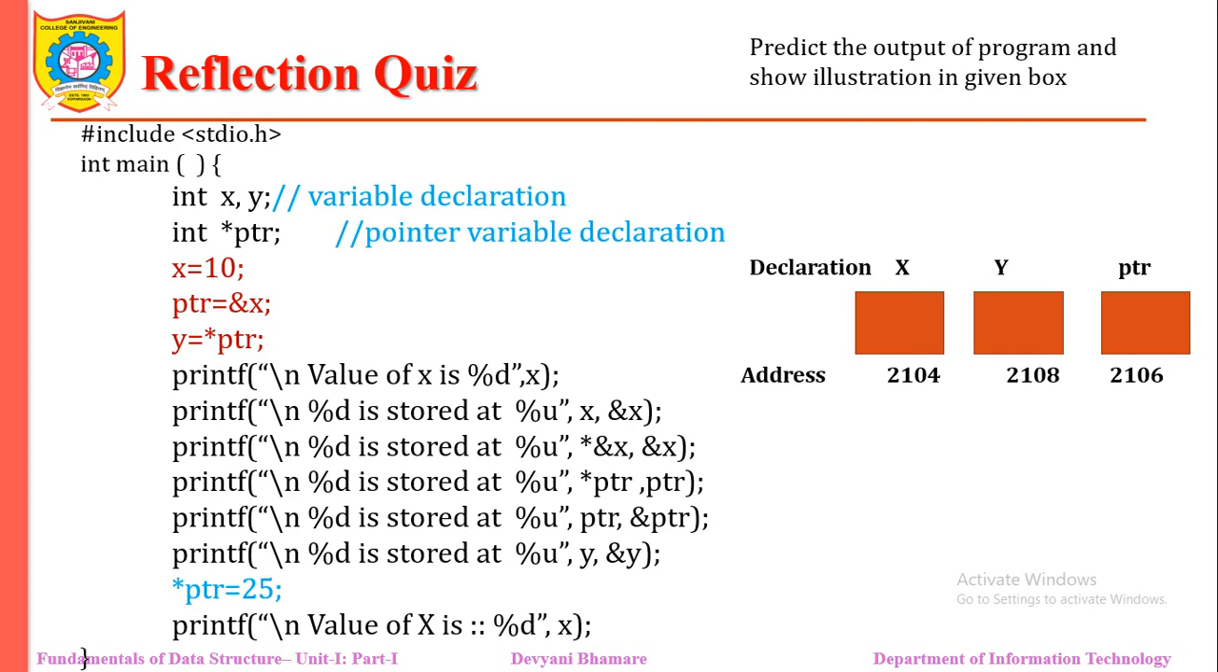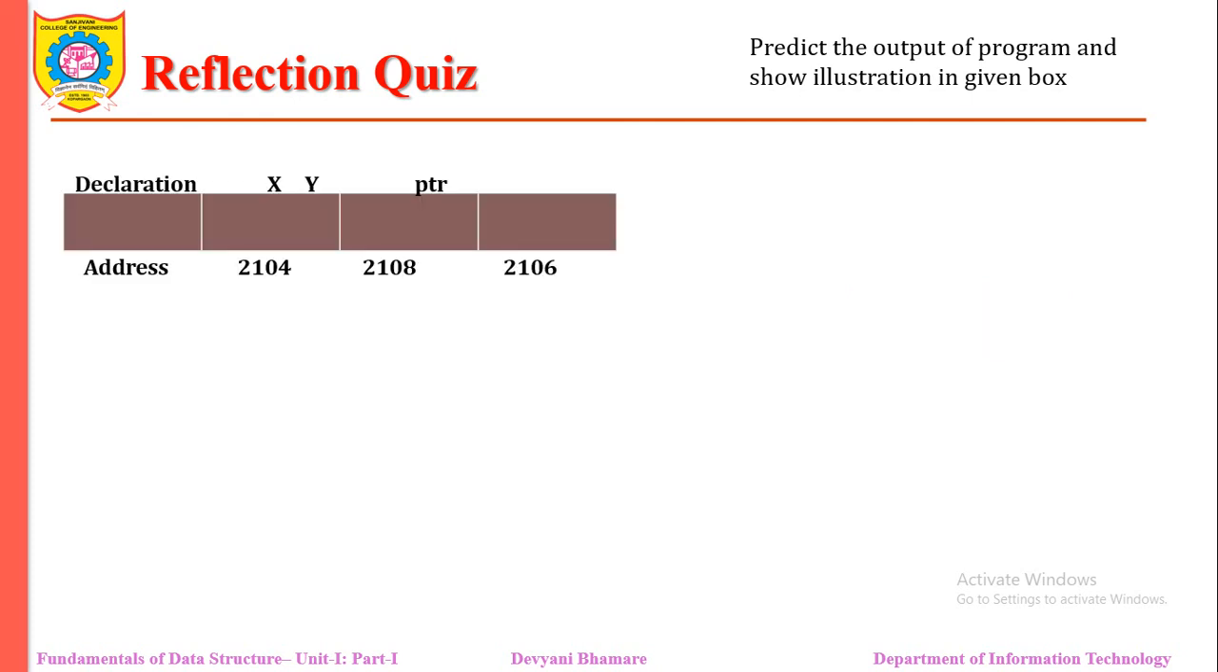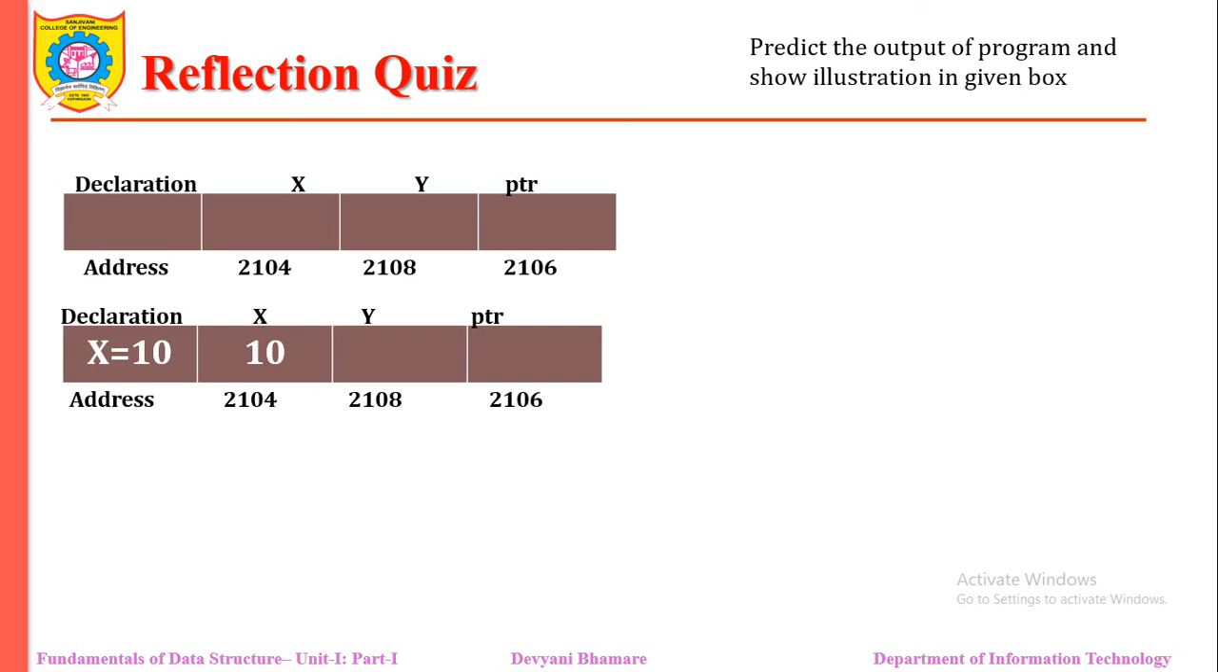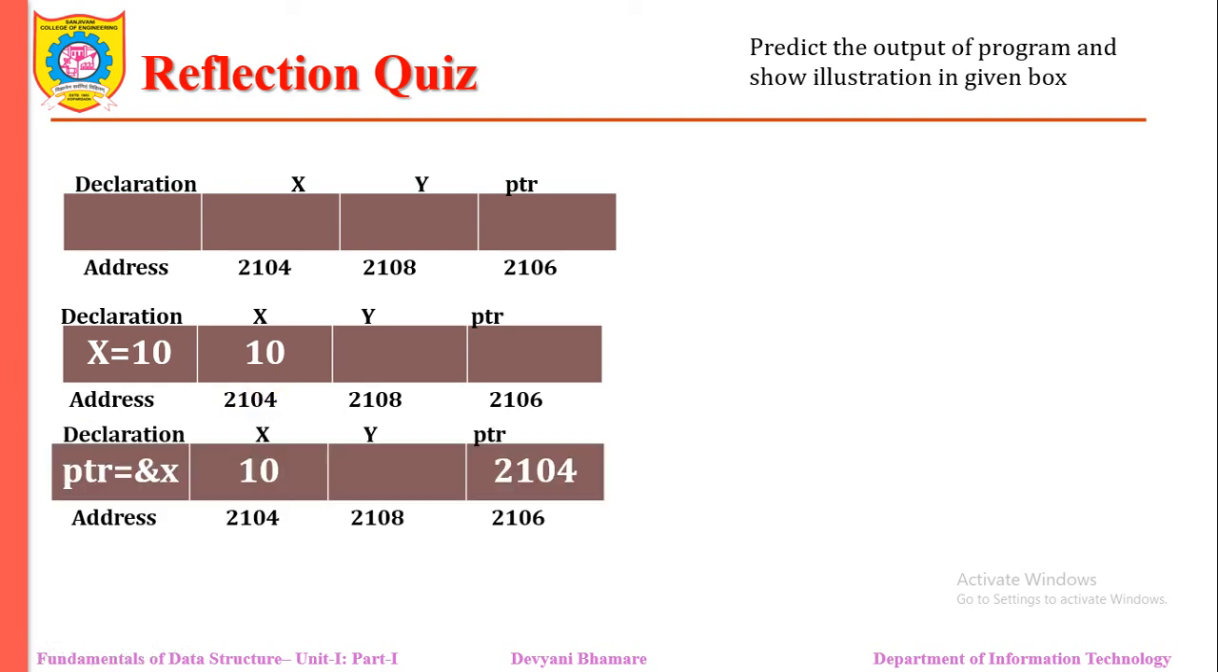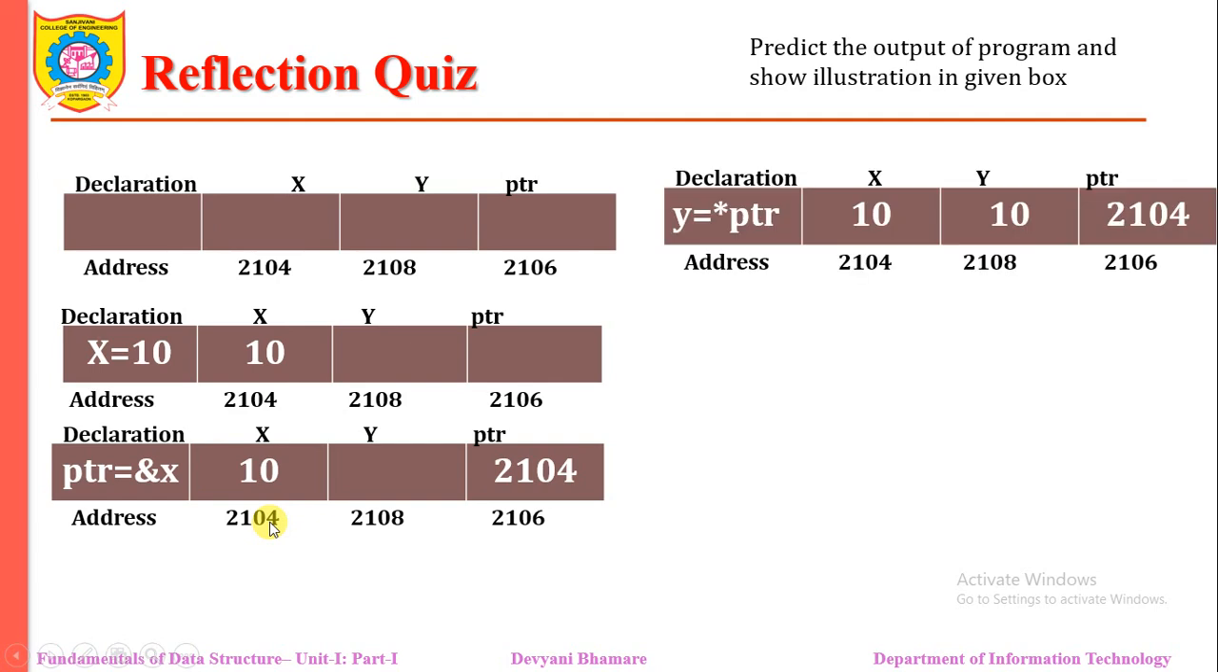Let me see what is happening due to this statement. So we are having that declaration when x and y variables are being declared. Okay, PTR is holding that value. So when we are saying that x is equal to 10, what happened? The value 10 will be assigned to this location. When we are saying PTR is equal to address of x, the content of this PTR, previously it was garbage, will be filled with address of x. What is address of x? 2104. Then we are saying that y is equal to value at PTR.